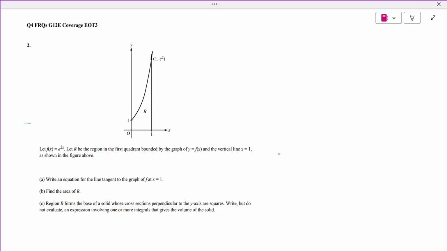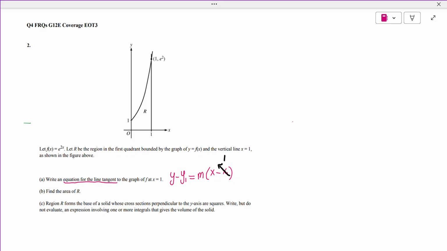Part A, write an equation for the line tangent to the graph of f at x equals 1. So immediately when we read equation for the line tangent or equation of the tangent line, we must write y minus y1 equals m times x minus x1. We are writing this tangent line at which x value? We're writing it at x equals 1. So x1, we will replace it with 1.